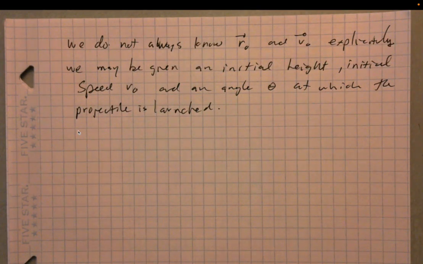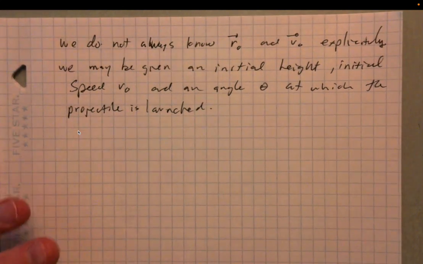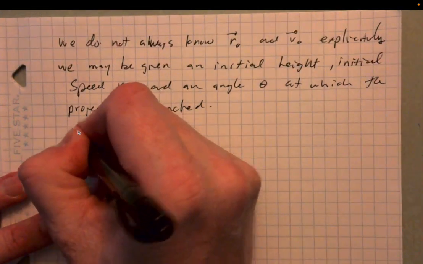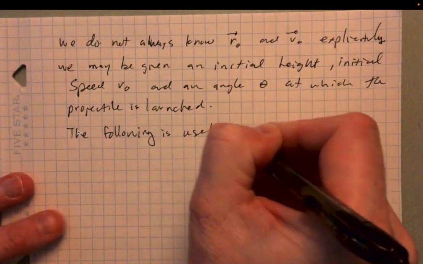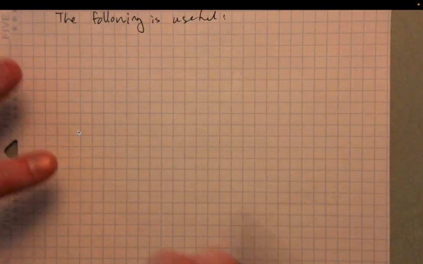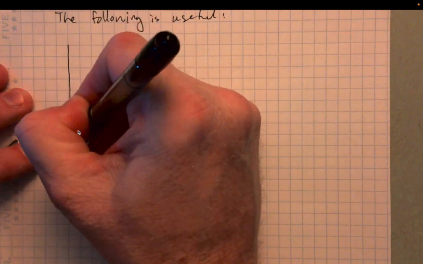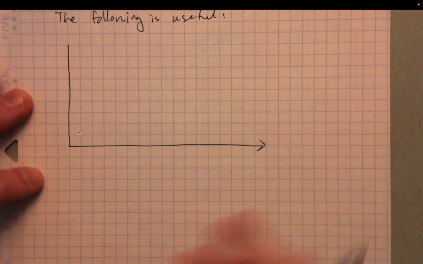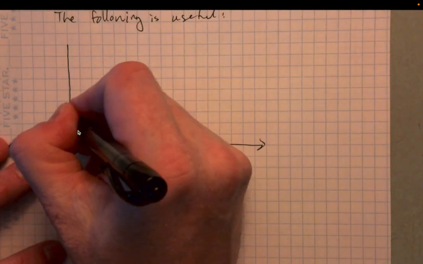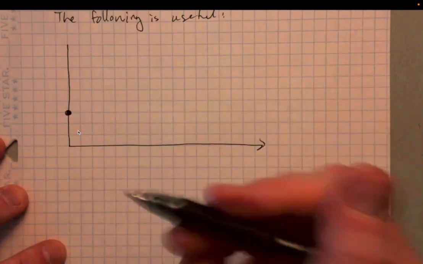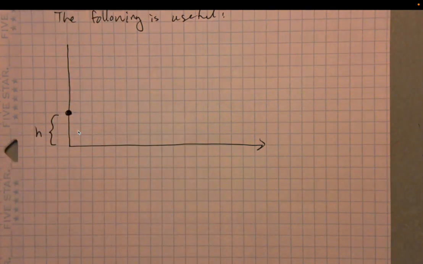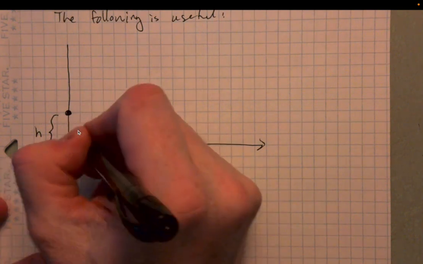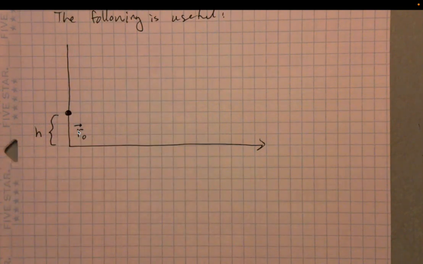Because this is pretty typical, there's a nice little schematic we can work out to help aid us with these problems. The following is useful. So imagine a coordinate system here. Now your particle maybe starts here, right? It's the height of the apparatus. And so you're going to have some initial height given, and that's going to correspond with your r naught.